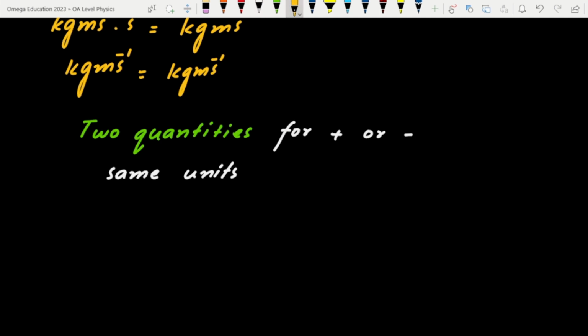Now what are the examples? Think about it. 5 seconds. So you measured a time interval between two events and the answer was 5 seconds. If you try to add 3 kilograms to this quantity, that does not make any sense. What would your final answer be in? Would it be seconds? Would it be kilograms? Would it be a combination? No, it would not make any sense to add two different physical quantities.